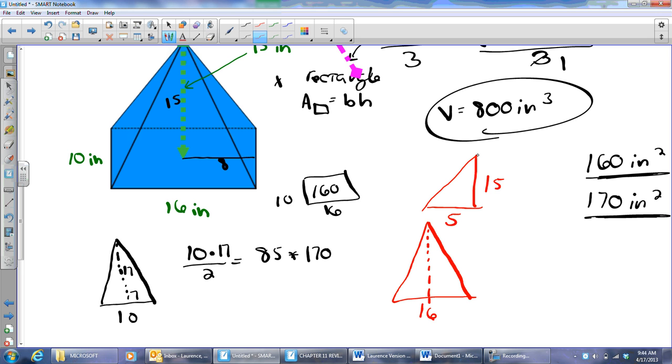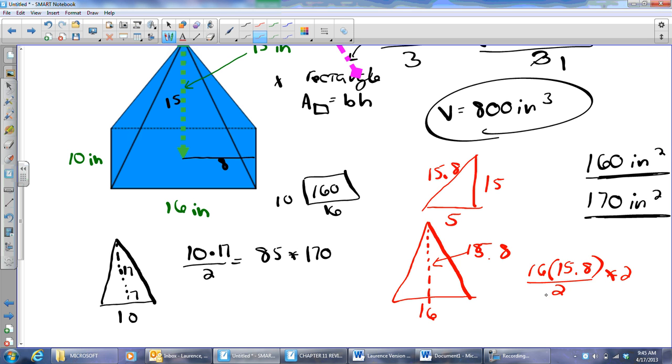Okay, so now I got to use the Pythagorean theorem to get that. So I'm going to do the square root of 15 squared plus 5 squared. And that'll get me about 15.8. So that 15.8 is right here. So I'm going to do 16 times 15.8, but then I'm going to divide by 2, and then finally I'm going to multiply by 2 because there's two of them.